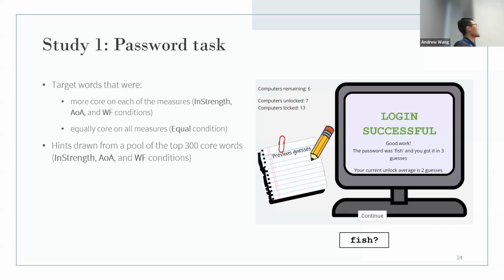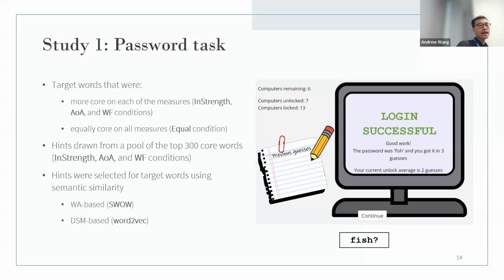The hint conditions were a set of core words that we chose from each of the 3 measures. We took the top 300 core words from each of the measures and called that the core word lists. Then we selected hints from those pools. So we had a pool of in-strength core words, a pool of AOA core words, and a pool of WF core words. We selected the hints from each of those conditions for the target words using semantic similarity metrics.